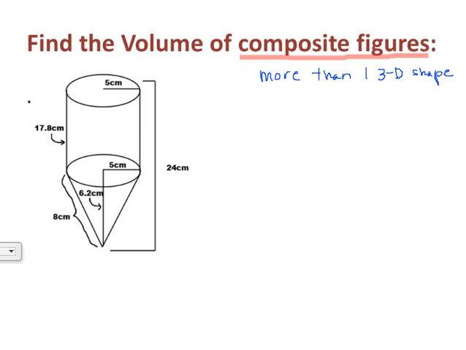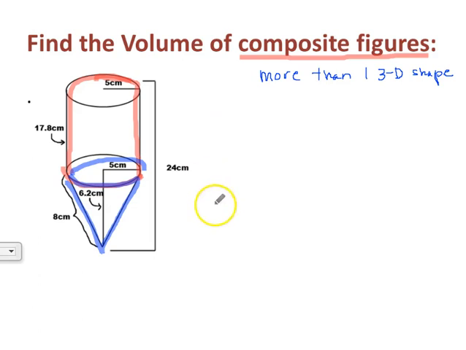So a composite figure is made up of more than one three-dimensional shape. So what is this composite picture? What two shapes is it made up of? We've got this top shape is a cylinder, and then the bottom shape, we've got a cone. So what we need to do to find the entire volume is to find the volume of each separate figure and then add those together.